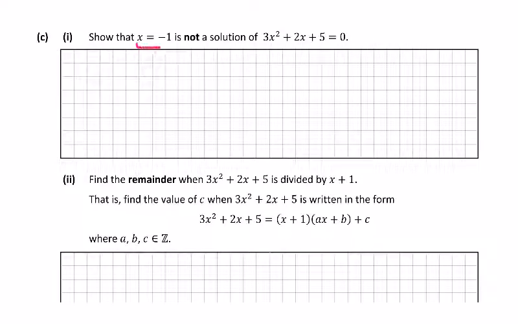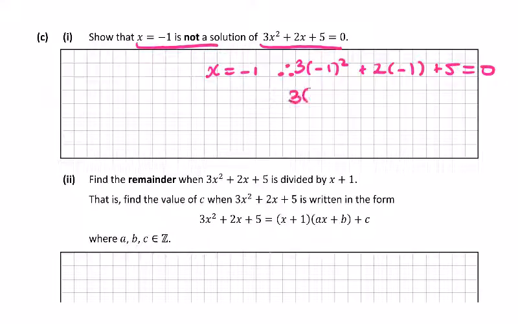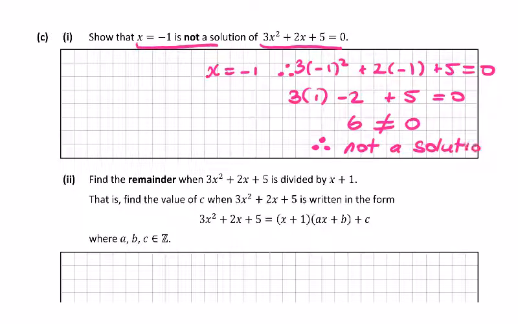C part 1, show that x equals minus 1 is not a solution of this. Write down what you're doing. X equals minus 1. Therefore, 3 by minus 1 squared plus 2 by minus 1 plus 5, is this equal to 0? 3 by 1 minus 2 plus 5 equals 0. It's just substitution. That's going to give 8 minus 2, 6, which is not equal to 0. Therefore, not a solution. I always say they'll never ask you to prove negatives, but here we're asked to show something is not a solution.